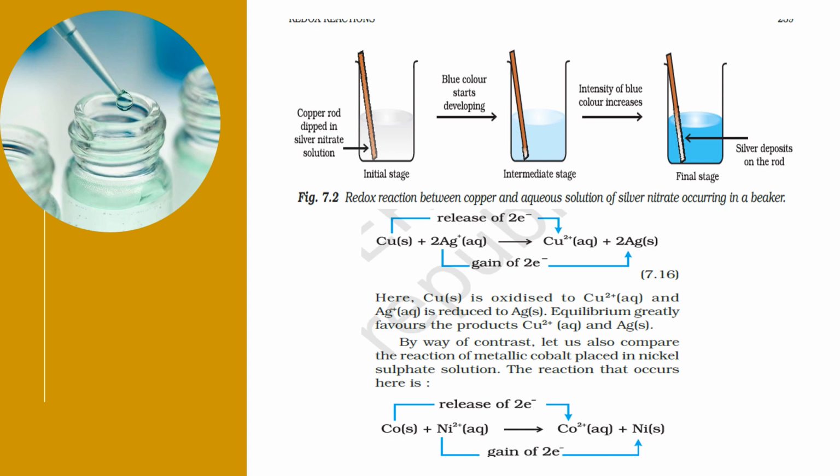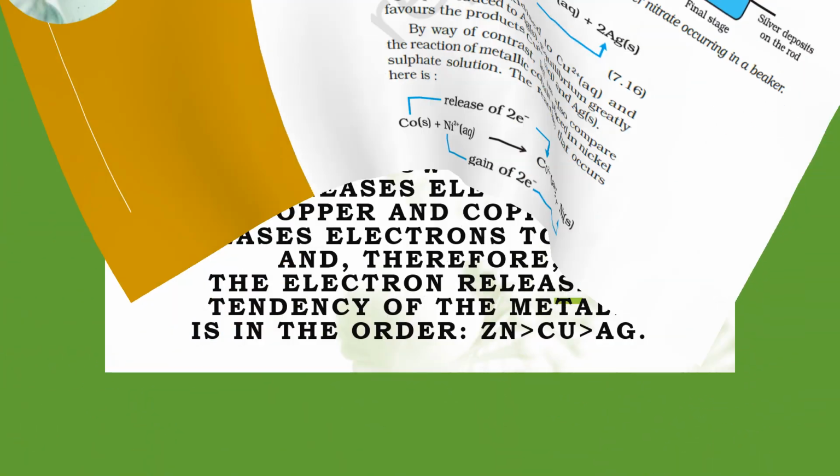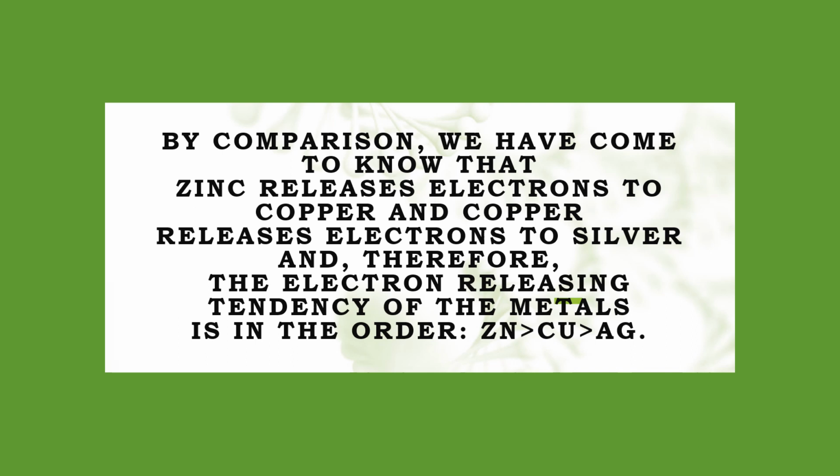By comparison we have come to know that zinc releases electrons to the copper and copper releases electrons to the silver. Therefore the electron releasing tendency of the metals has an order. So what is the order? Zinc readily gives electrons to the copper and copper gives electrons to the silver. So you can see the order: first comes zinc, then copper and then silver.